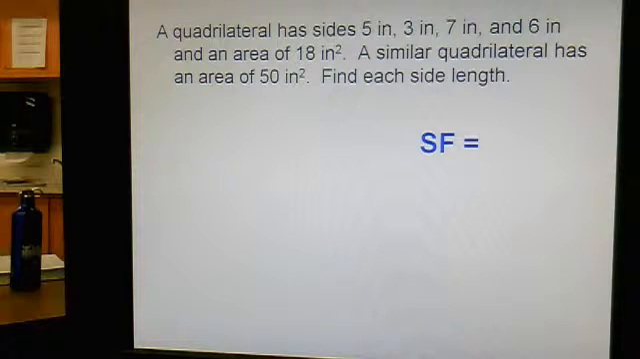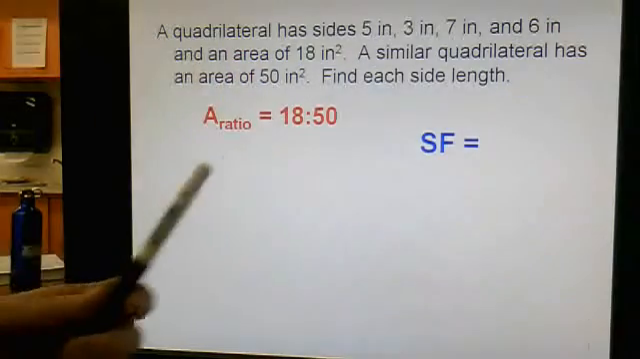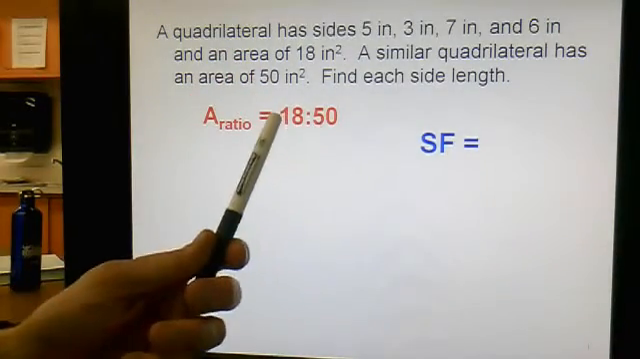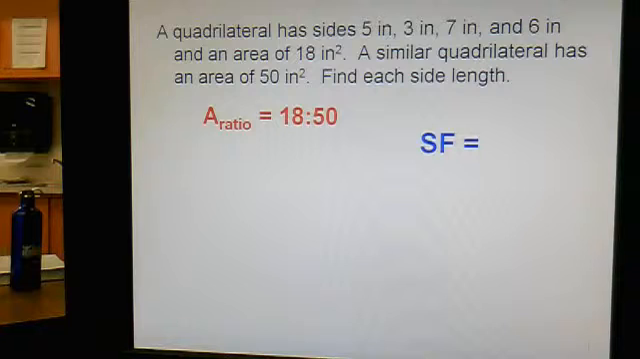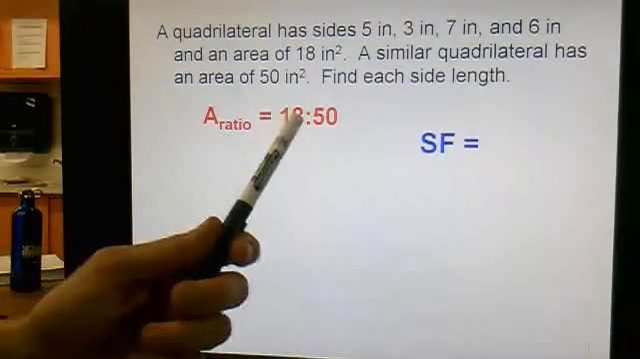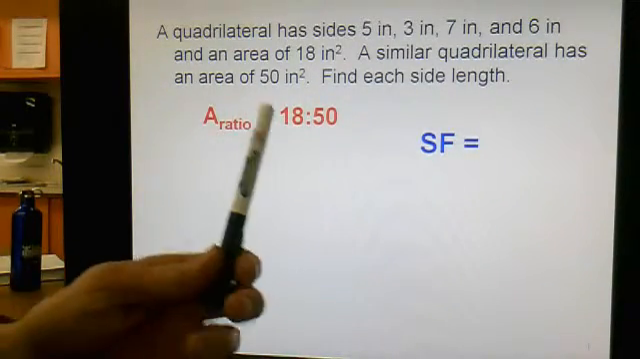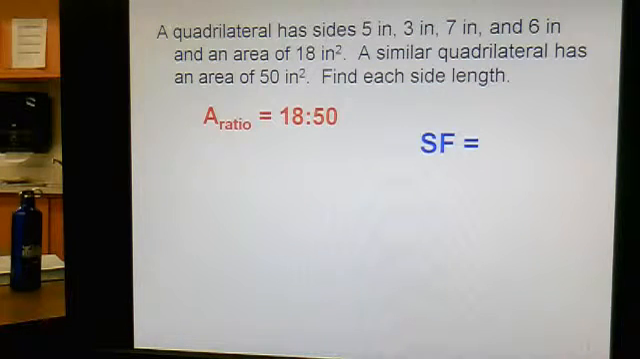In this problem, the entry is actually the 2 different areas. They give you an area of 18 and an area of 50. You've got to work from the area ratio and work backwards. So think about how you work backwards. Usually if you have a scale factor, you square it to get to here. If you're working backwards, you take a square root. Now if you take the square root of both of these, you kind of get messy square roots.